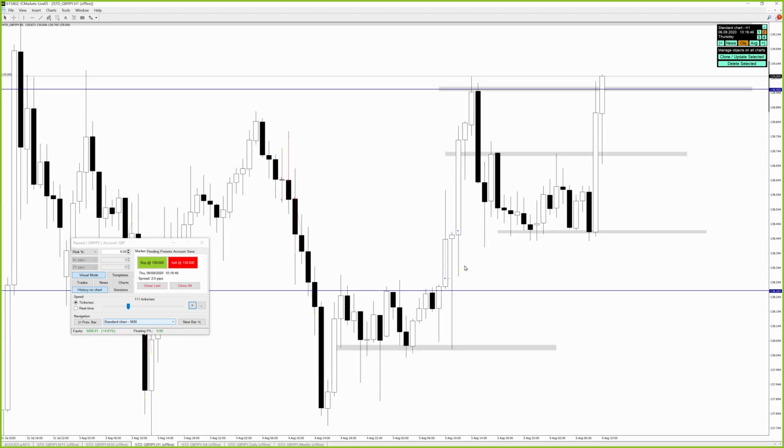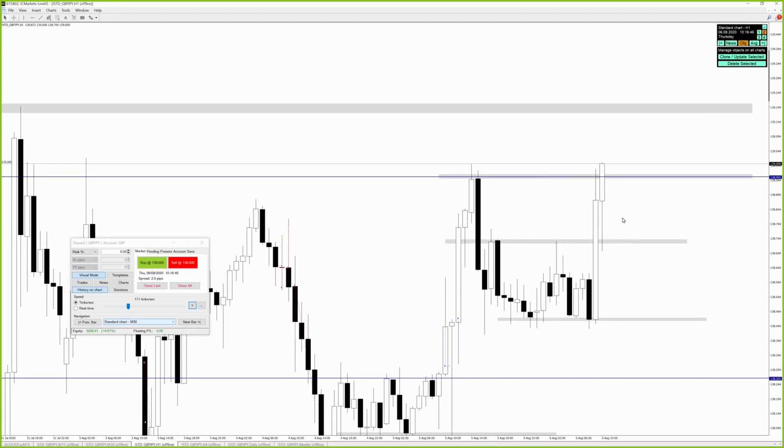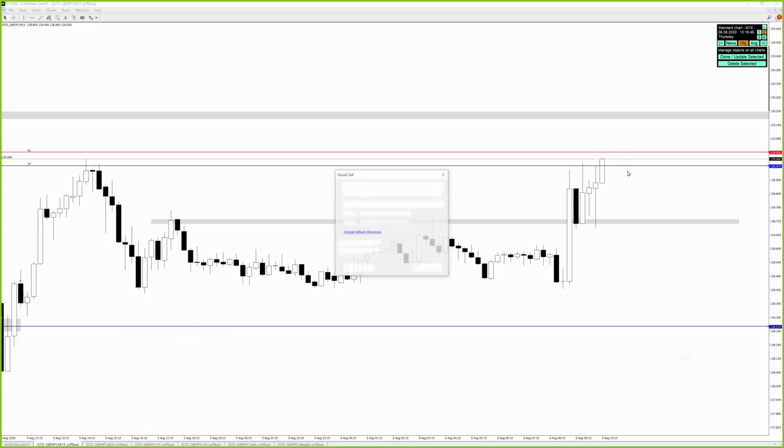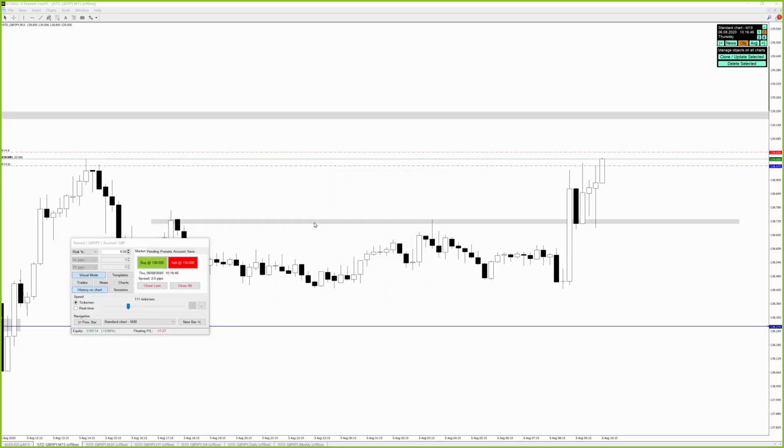Looking at the 1 hour time frame, we are moving up. We are breaking above this high. Can we get that done? I think so. Let's take a sell over here. Oh, no. Let's take a buy. We're looking at buys, right?